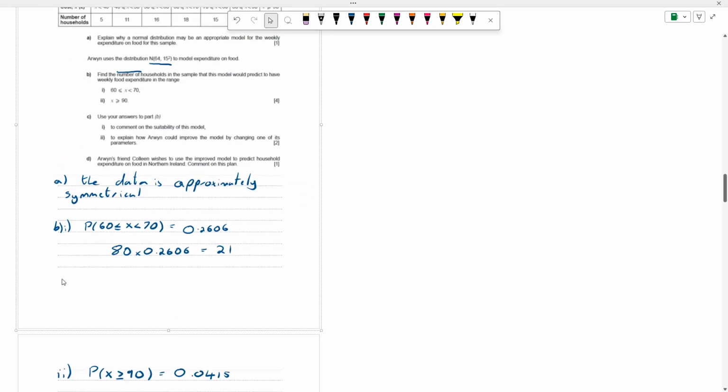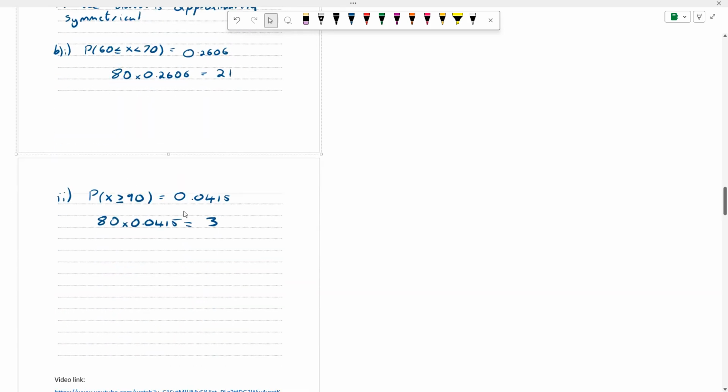Okay, so part C says, use your answer to part B to comment on the suitability of this model. Well, it's not very suitable, is it? Because 21 is bigger than it's supposed to be, and 6 is smaller than it's supposed to be. So I'm going to say 18 is smaller than 21. It seems really basic, but it's important we do label things like this. And 6 is bigger than 3.